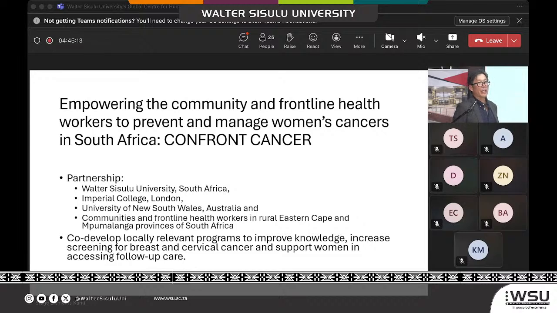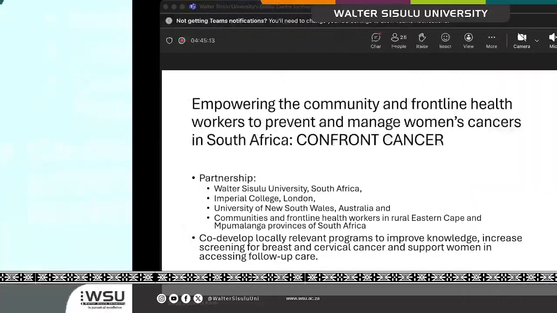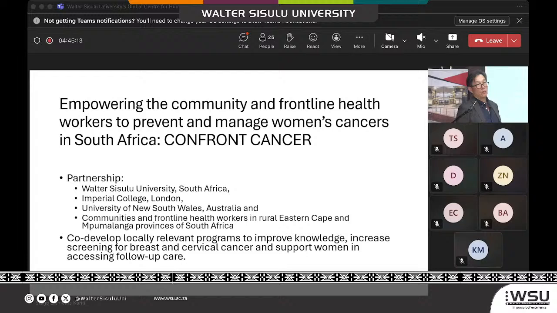Here's a piece of work that we have firm plans to do, and which we put in a proposal last year to the NIHR, which is a UK funding agency, to look at community and frontline health workers in the prevention and management of women's cancer in South Africa. It's called Confront Cancer. So it's a partnership between Walter Sisulu University, Imperial College, University of New South Wales in Australia, and community and frontline health workers in rural Eastern Cape and Mpumalanga provinces in South Africa. So the idea is to co-develop locally relevant programs to improve knowledge, increase screening for breast and cervical cancer, and support women in accessing follow-up care.